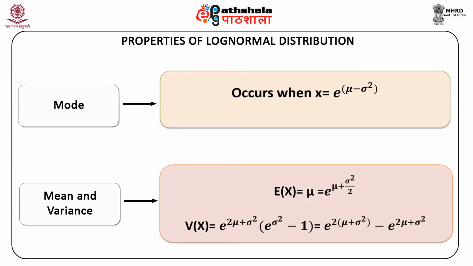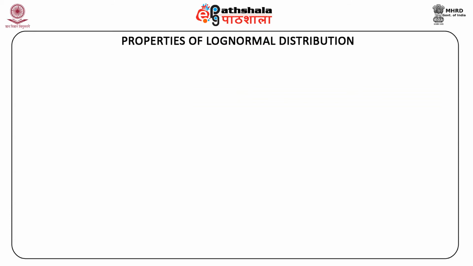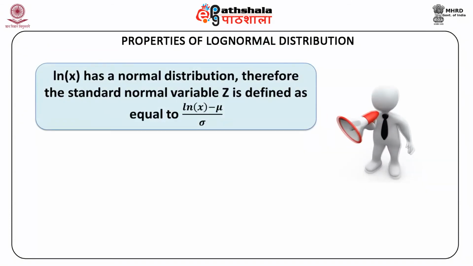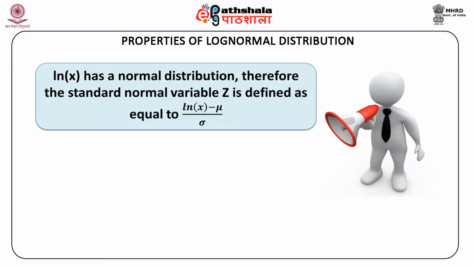the expected value of x, which is equal to e raised to the power of mu plus sigma squared by 2, and V(x) is equal to e raised to the power of 2 mu plus sigma squared times (e raised to sigma squared minus 1), which is equal to e raised to (2 mu plus 2 sigma squared) minus e raised to (2 mu plus sigma squared). Here ln x has a normal distribution. Therefore, the standard normal variable z is defined as equal to (ln x minus mu) divided by sigma.